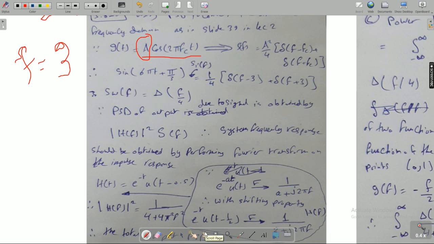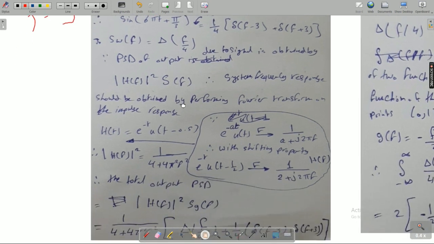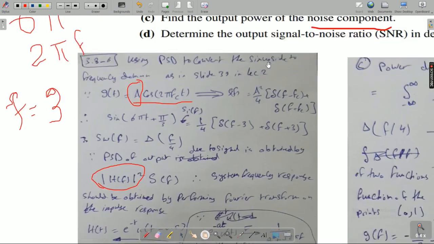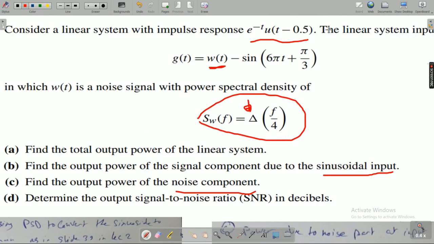Now, so far I have converted the sinusoid into the frequency domain, and the noise was in the frequency domain from the start. Then my target is to calculate the magnitude of the system frequency response, because it will be used a lot in the power calculations. So in order to get this term, first of all, I have to transform the system response from the time domain, as it is here, to the frequency domain.